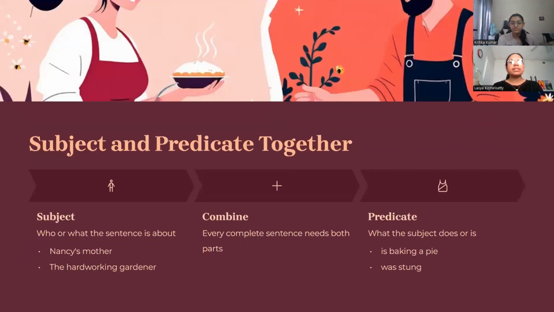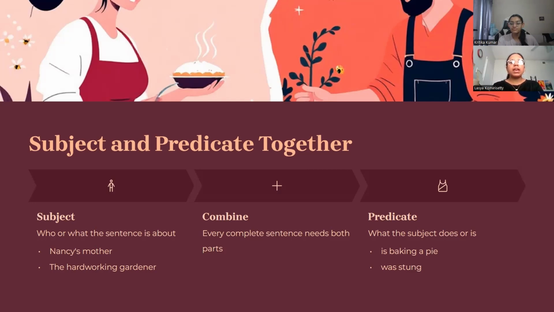Next, we're going to look at subject and predicate together in a sentence. So first we have the subject. It's the who or the what the sentence is about, like we talked about before. So Nancy's mother, the hardworking gardener, right? And then we combine them. Every complete sentence needs both parts. So it needs a subject and a predicate in this case.